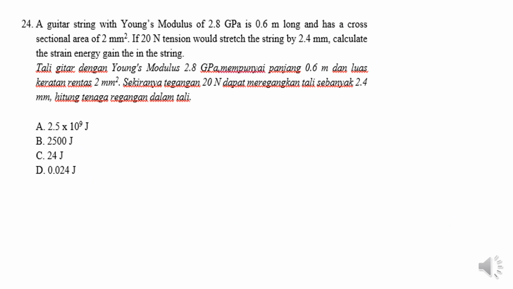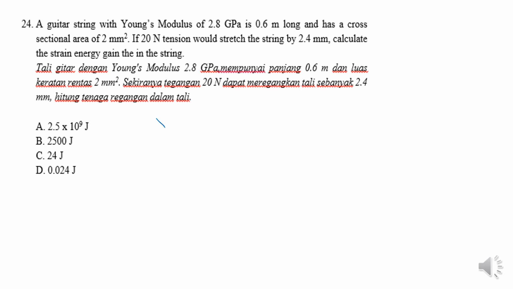Now we are going to answer question number 24. A guitar string with Young's modulus of 2.8 gigapascal is 0.6 meter long and has a cross-sectional area of 2 millimeter square. If the 20 Newton tension would stretch the string by 2.4 millimeter, calculate the strain energy gain in the string. So first we write down the information that we get from the question.